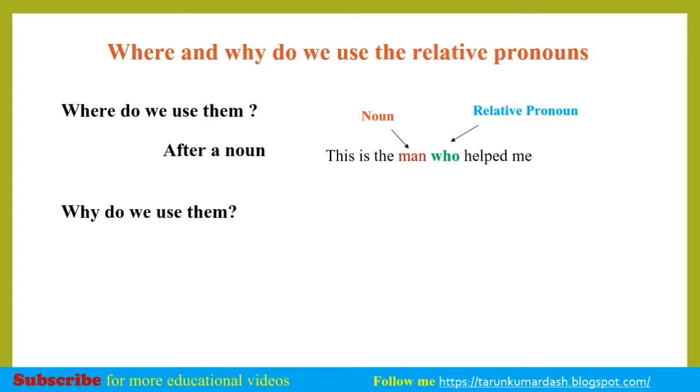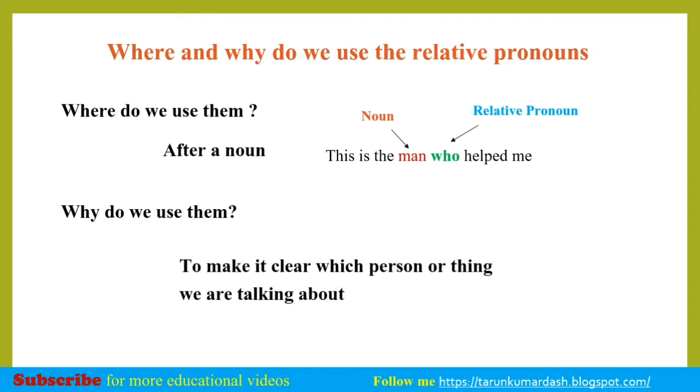Next question arises here, why do we use them? We generally use them to make it clear which person or thing we are talking about. Sometimes we want information about the person, about the thing, or about the belongings of the person. At that time we use the relative pronouns.